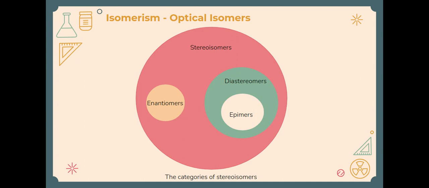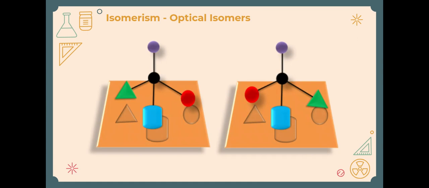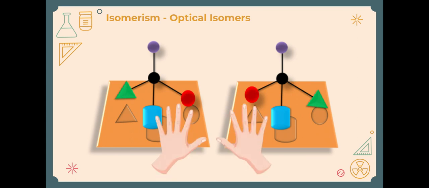The other category of stereoisomers is optical isomers. Optical isomers are known as enantiomers and diastereomers. Enantiomers are non-superimposable mirror images, or chiral compounds. An example of this is a pair of hands. Hands are identical mirror images, but if you try to move one on top of another, you'll find that they don't fit, or are non-superimposable.